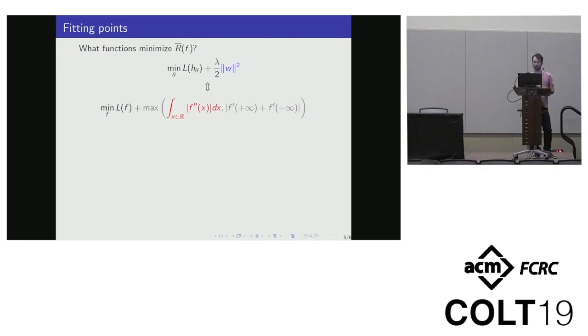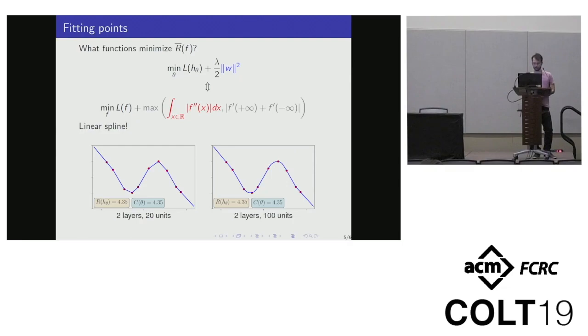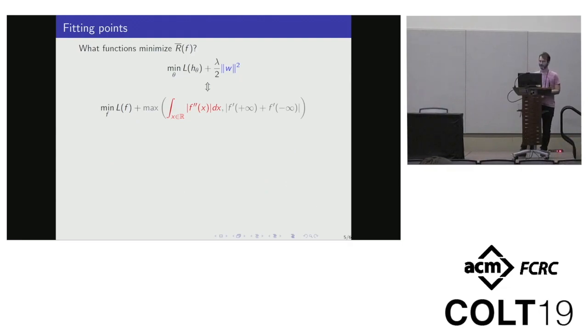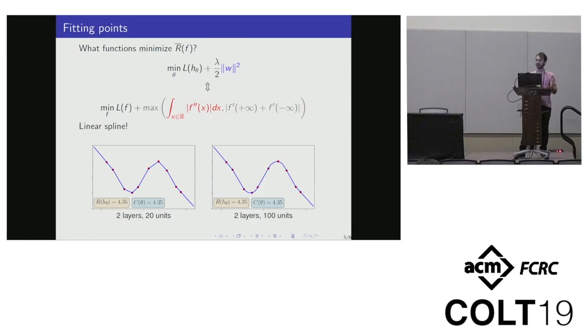And then we can wonder what kind of functions minimize this, oops, spoiler. What kind of functions minimize this representational cost? And it turns out that when fitting a finite set of points, linear splines are minimizers for the above problem. So we just have a linear interpolation with kinks on the data points.